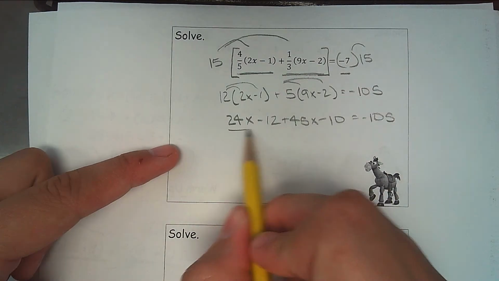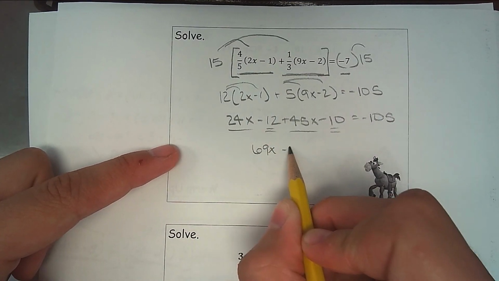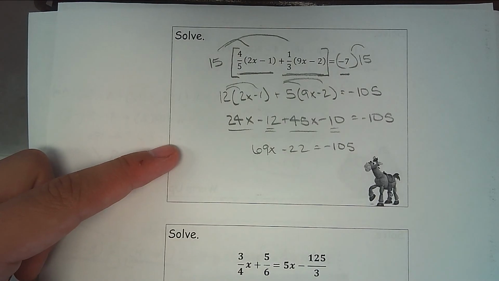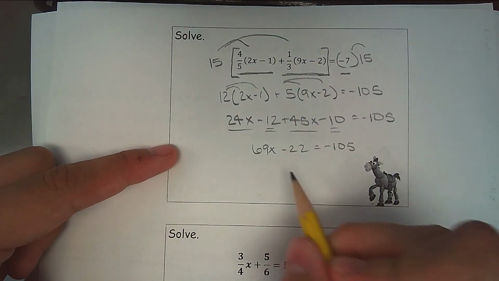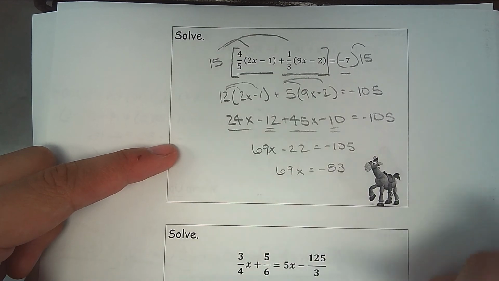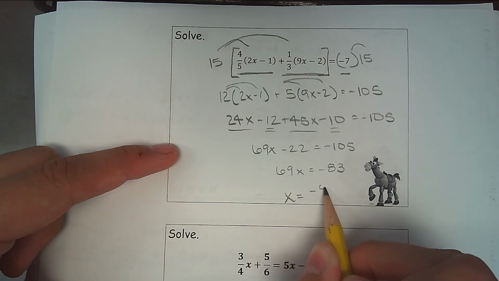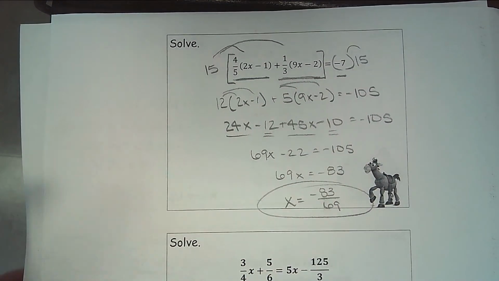I need to combine my like terms. Get my constant on one side. Right now I'm subtracting 22, so I need to add it to the other side. And now to get my final answer, I'll divide both sides by 69. And I'm pretty sure that we can't reduce that at all. So that would be my final answer, as ugly as it is.